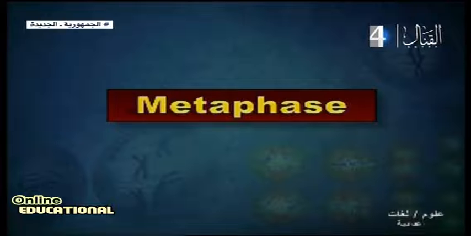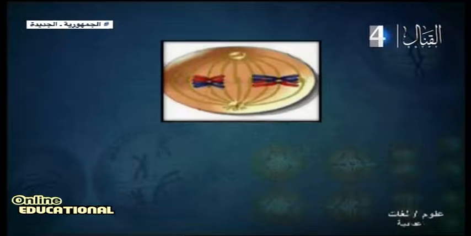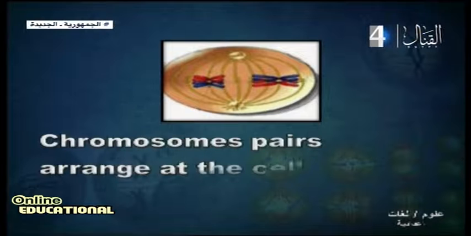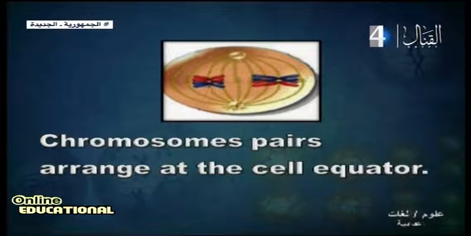Metaphase 1, after prophase 1. Here, chromosome pairs arrange at the cell equator. In the previous division, mitosis, single chromosomes arranged at the cell equator, but here chromosome pairs arrange at the cell equator.